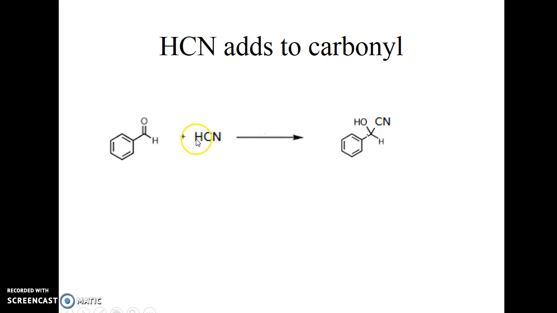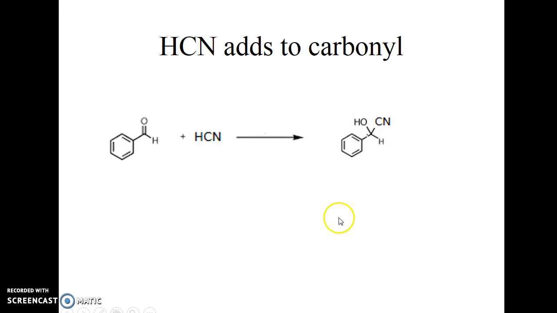Okay, here's hydrogen cyanide. The cyanide is nucleophilic and will add to a carbonyl. So there is a negative charge on this carbon, and it does nucleophilic attack on this carbonyl, and the electrons jump up here, and then this proton here adds to the oxygen to give an alcohol. We call this product a cyanohydrin.